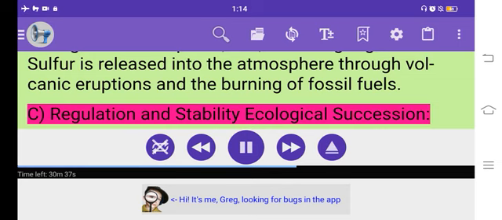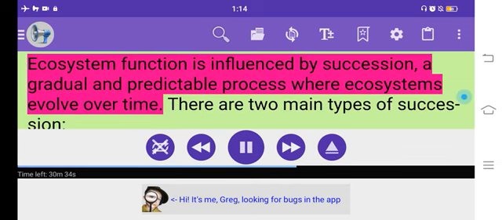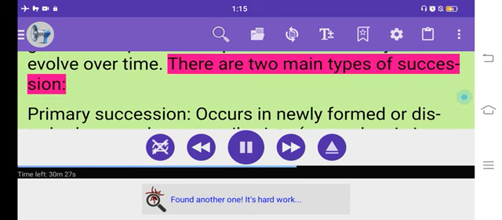C. Regulation and stability. Ecological succession. Ecosystem function is influenced by succession, a gradual and predictable process where ecosystems evolve over time. There are two main types of succession.